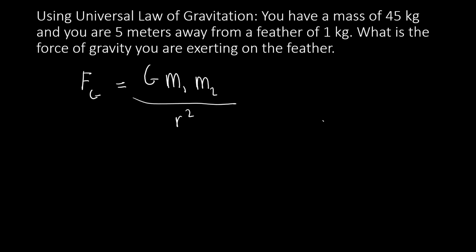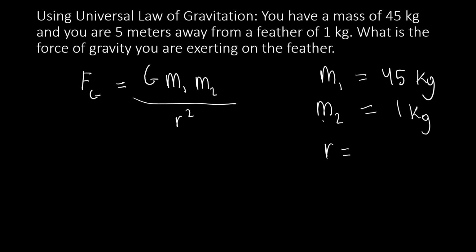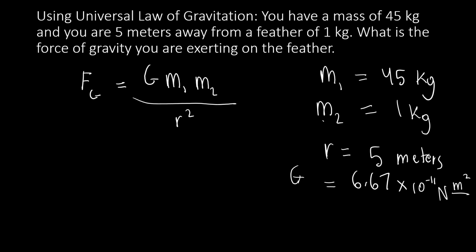So now let's write what m1, m2, r, and G are. Let's say m1 is your mass, so m1 is equal to 45 kg. m2 is equal to 1 kg, the mass of the feather. r is equal to your distance, which is 5 meters. And G is the universal gravitational constant, and it's 6.67 times 10 to the power of negative 11 newton meters squared per kg squared. So let's plug these values in.